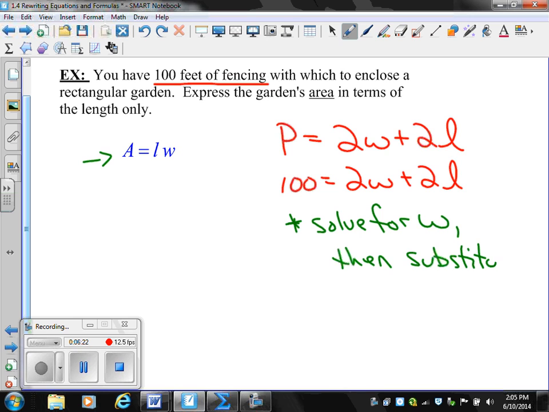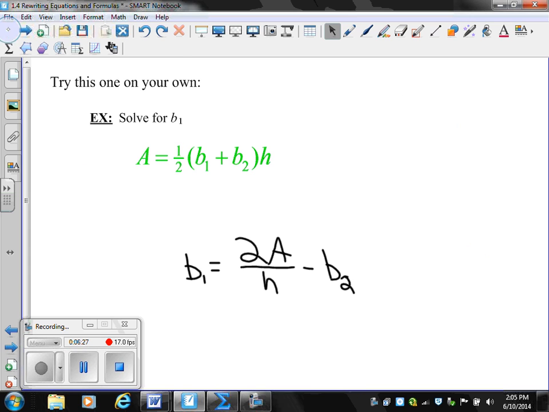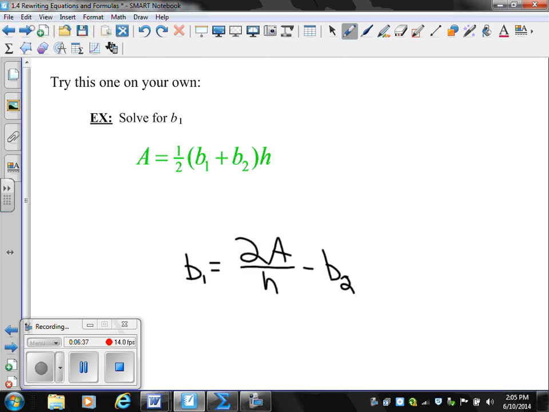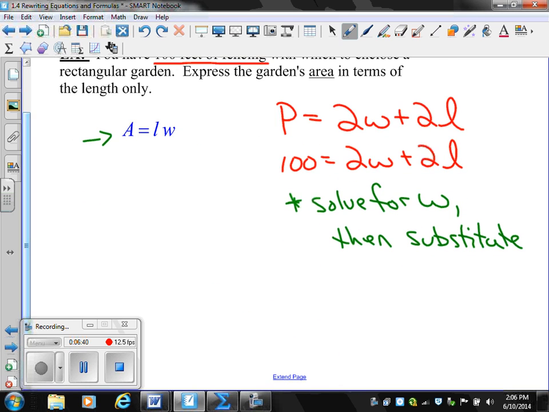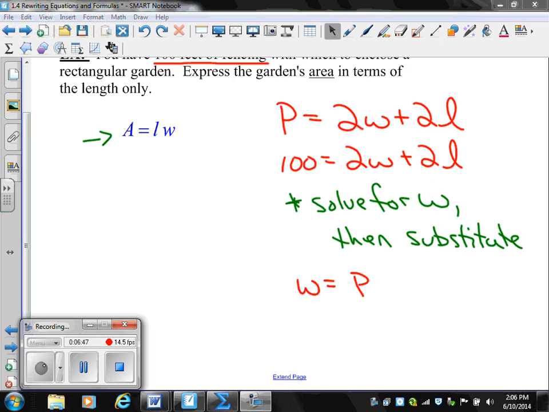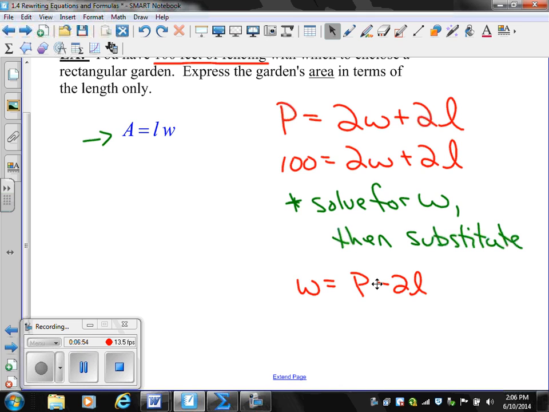Well, luckily, we've already solved for W, haven't we? I'm going to go back 2 slides here. And where is it down there? Here it is right here, right? W equals P minus 2L over 2. So I'm just going to write that here. W equals P minus 2L over 2. And my board's doing funny things right now. Okay. All right. I'm getting there.